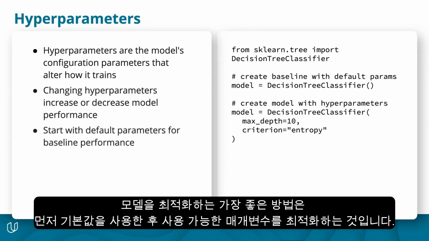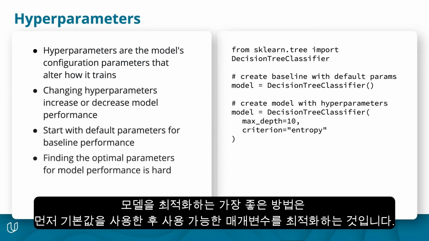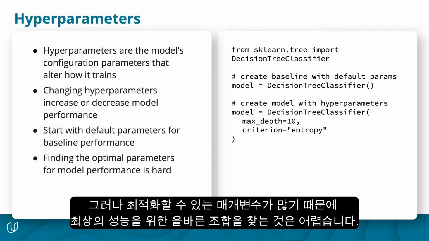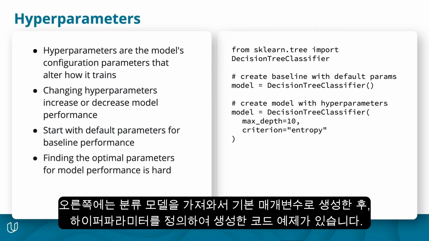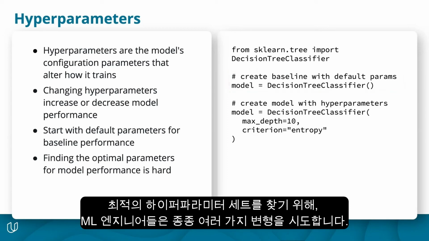The best approach to optimize the model is to first start with the default parameters, then start optimizing the available parameters. However, because there can be numerous parameters, finding the right combination for the highest performance is hard. On the right is a code example of importing a classifier model, then creating it with the default parameters, and lastly creating the same model but with the defined hyperparameters.